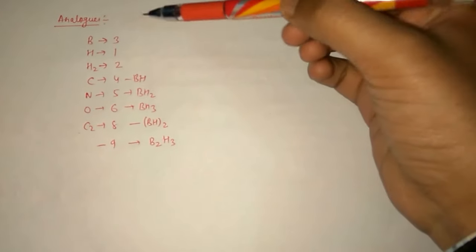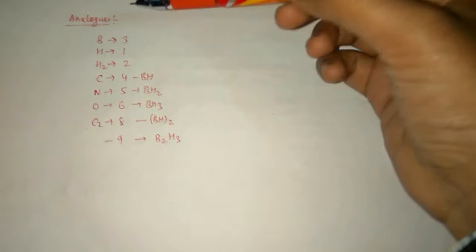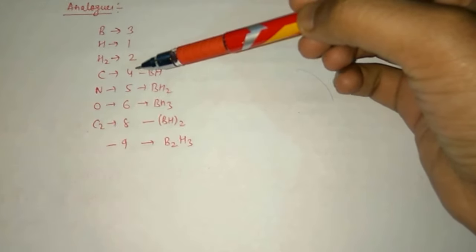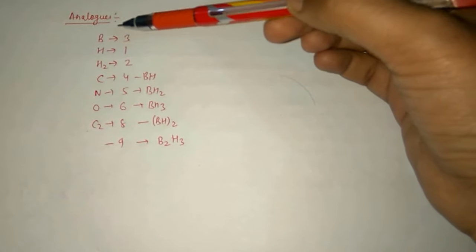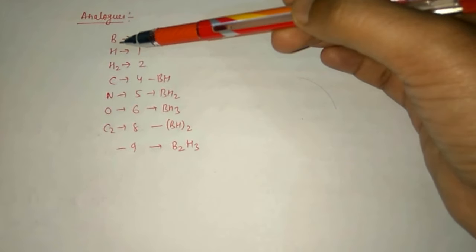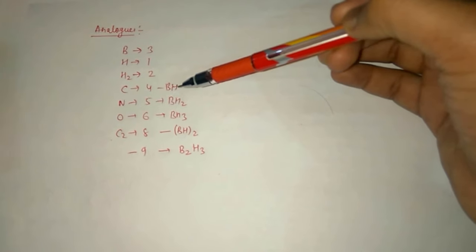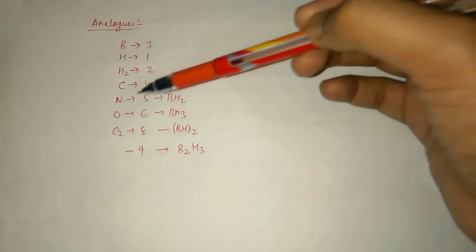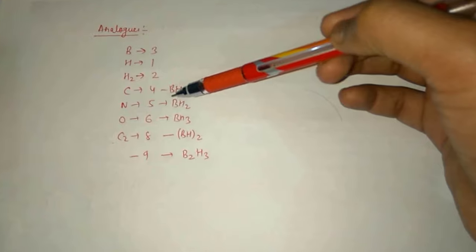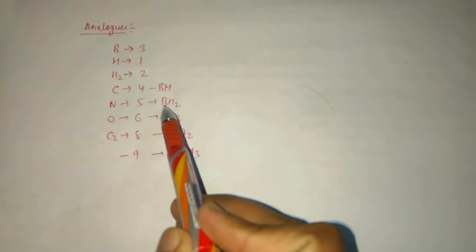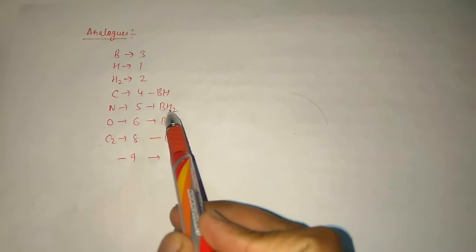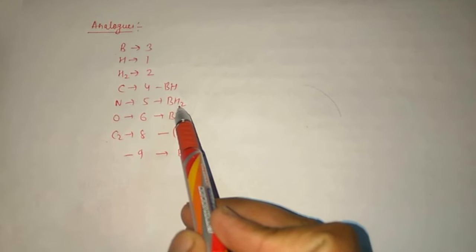Now in certain compounds we have to replace an element with its analogue to find the total electron count. For example, if we have 3 electrons, we replace with boron. If 1 electron, we replace with hydrogen. 2 electrons, we replace with H2. If we have 4 electrons, it can be replaced by BH. If we have 5 electrons, it can be replaced by BH2, because boron contributes 3 electrons and hydrogen contributes 2 electrons, 3 plus 2 equals 5.